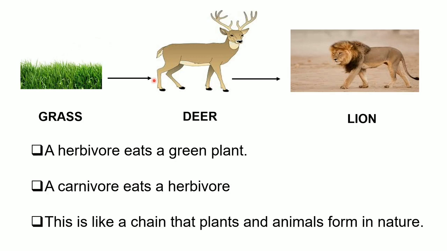A herbivore eats green plants. A carnivore eats a herbivore. Like this, it is a chain that plants and animals form in nature. And this entire thing is known as the food chain.